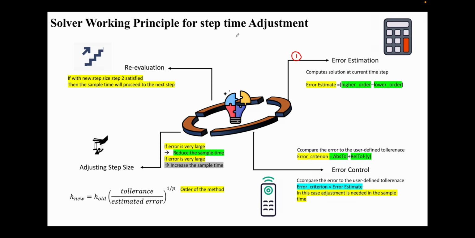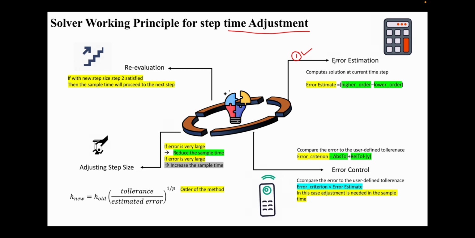So coming to how the solver works based on the sample time adjustment. There are four major steps that are implicitly calculated with the help of Simulink, and with the help of that, you will be able to see how things work on the back end. So let's discuss the same. The first step is estimation of the error.